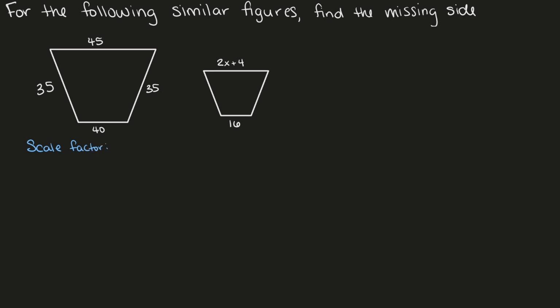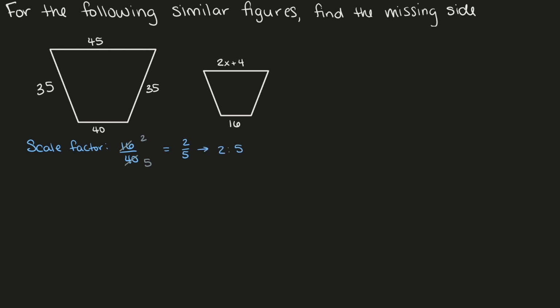So for our corresponding sides, we have 16 and 40. Those are the only sides that we can use because we don't know the lengths of the other two sides for the trapezoid, for our smaller trapezoid, so we have to use 16 and 40. 16 over 40 will simplify. So both of these are divisible by 8. So if we factor out an 8 in our numerator, we're left with 2. We factor out an 8 in our denominator, we're left with 5. So this is going to be 2/5, or our scale factor is 2 to 5.